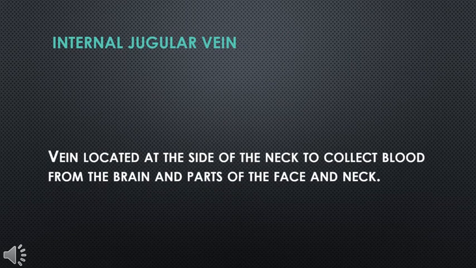Internal jugular vein. Vein located at the side of the neck to collect blood from the brain and parts of the face and neck.